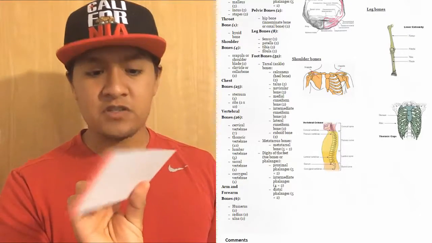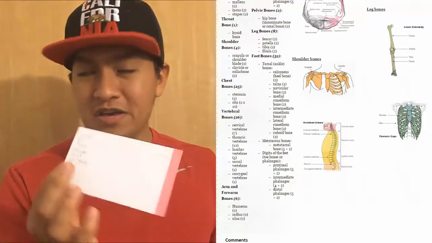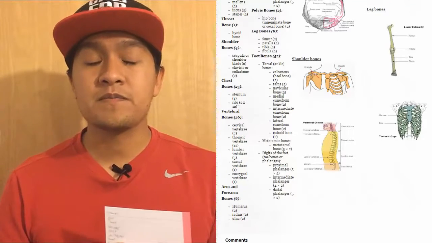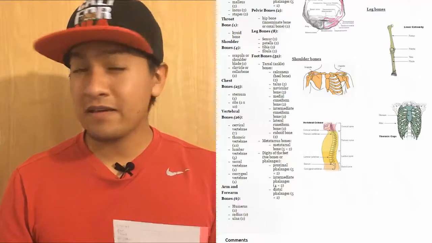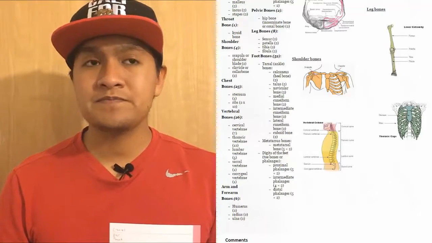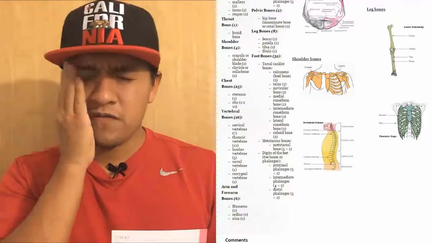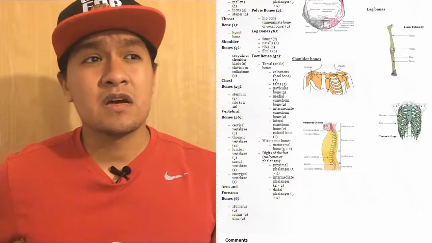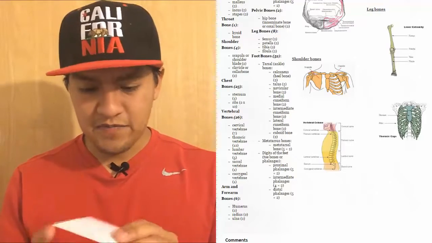We have the vertebral. I guess that's how you say it, vertebrae, but it's vertebral. So for that one, we have the cervical vertebrae, the thoracic vertebrae, the lumbar vertebrae, the sacral vertebrae, and I believe the last one is the coccygeal vertebrae. Okay, so now we got that.